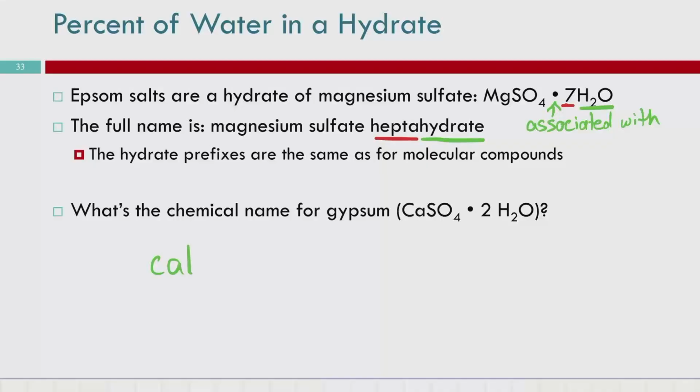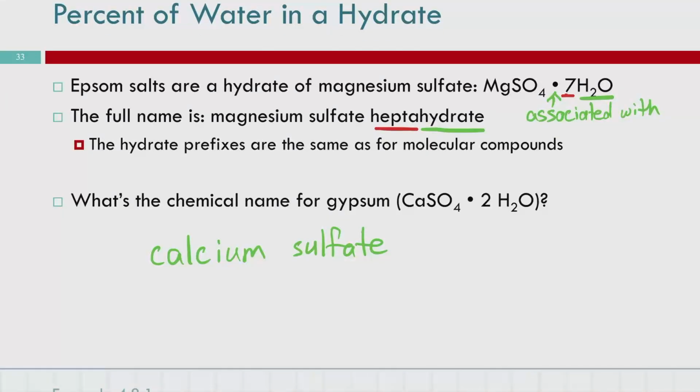So our full name is going to be calcium. Calcium is a group 2 metal. It shows up on our periodic table next to the K and then Ca. So it's always going to be a 2+ charge, so we don't have to specify what the charge is. Our oxyanion here is still sulfate. And then for our waters, we've got two of them, so this is going to be dihydrate. So calcium sulfate dihydrate.